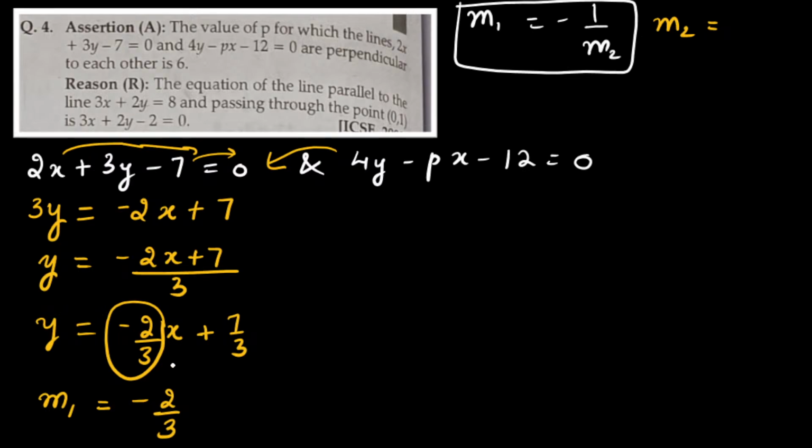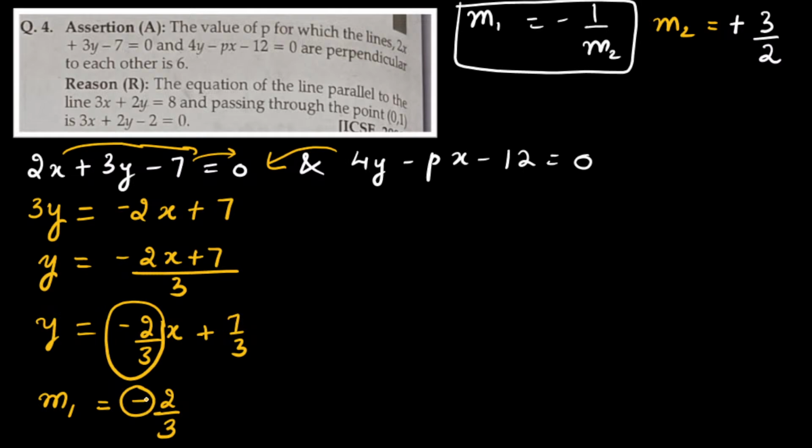Perpendicular line slope: first of all, if this is negative, the slope will be positive, and take the reciprocal of 2 by 3. The reciprocal of 2 by 3 is 3 by 2. So it is the negative reciprocal. Anytime two lines are perpendicular, find the slope of the first line and just take its negative reciprocal. That will become the slope of the second line.